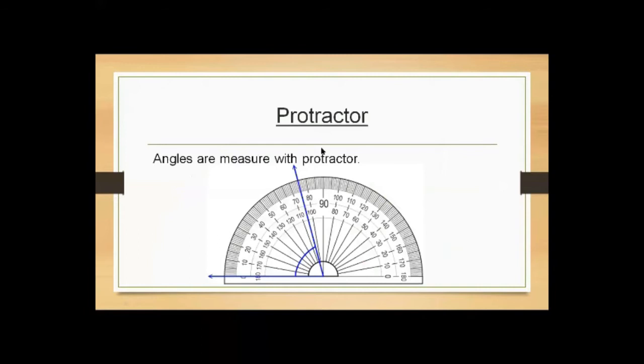Now students, how do we measure an angle? There is an instrument to measure an angle which is called a protractor. Angles are measured with a protractor. You see in your geometry box, this is called a protractor. And how do we measure the angle with a protractor and how do we place a protractor to measure angles?